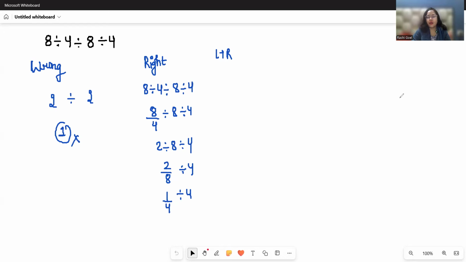So here we are going to use the KCF rule, where K stands for keep, C stands for change, and F stands for flip. That means keep the left hand, change the symbol from division to multiplication, and flip the right hand. So 4 becomes 1 by 4 here. So what is the final answer? 1 by 16, not 1.